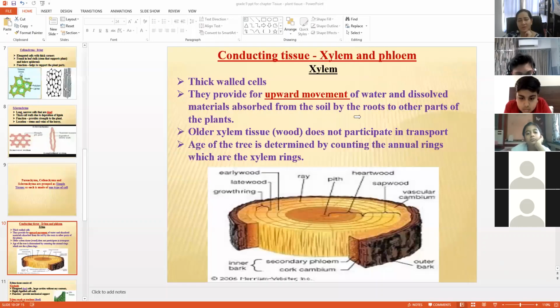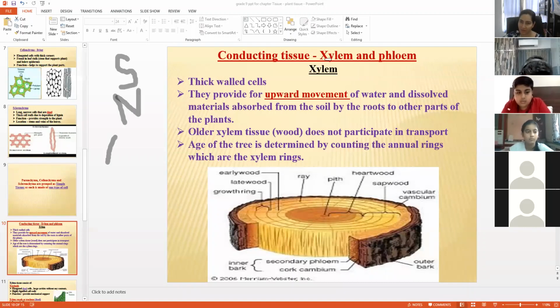Who is doing this, children? Please stop doing it. It's disturbing me. So one ring will represent 1 year. If there are 3 rings, that means the tree is 3 years old. If there are 4 rings, that means the tree is 4 years old, and so on and so forth. Understood, children?